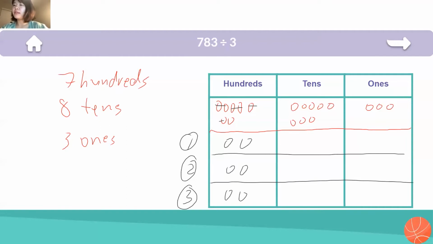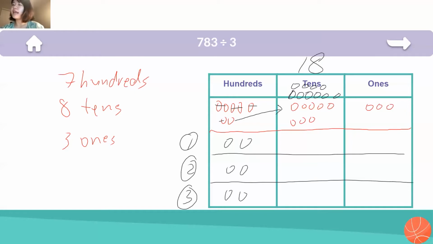We can move this 100 to 10 tens. 4, 5, 6, 7, 8, 9, 10. So 10 tens, which is 100. After we move 10 tens into the tens place, how many tens do we have right now? What is 10 plus 8? That gives us 18. So we have 18 tens right now.